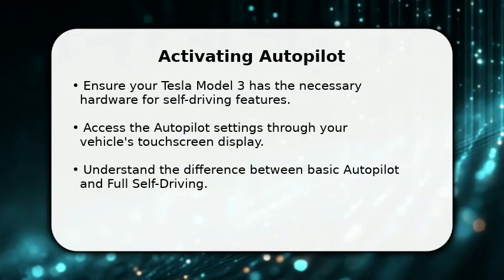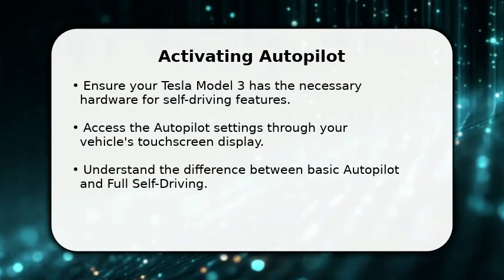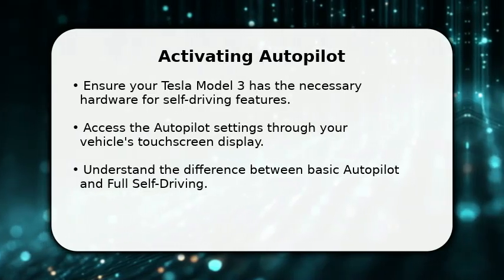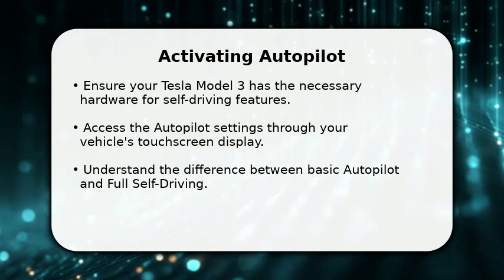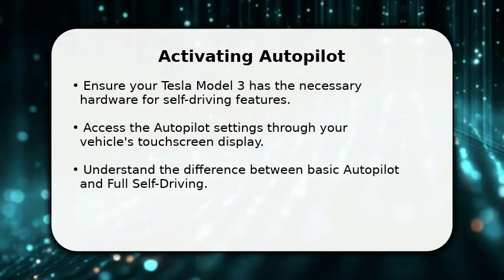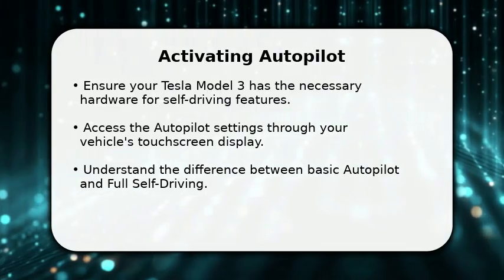In this video, I will explain how to make your Tesla Model 3 drive by itself. First, confirm your vehicle has the required hardware, which includes multiple cameras and sensors. Navigate to the Autopilot menu on your car's large touchscreen. Here, you can enable or disable various driver assistance features.